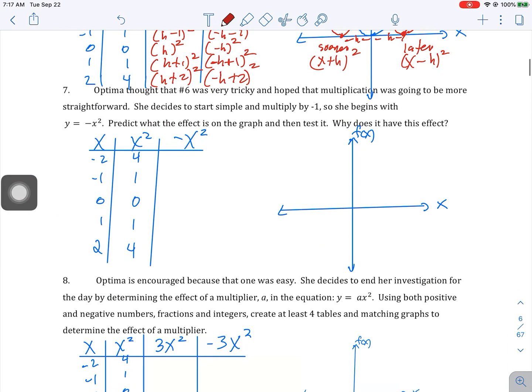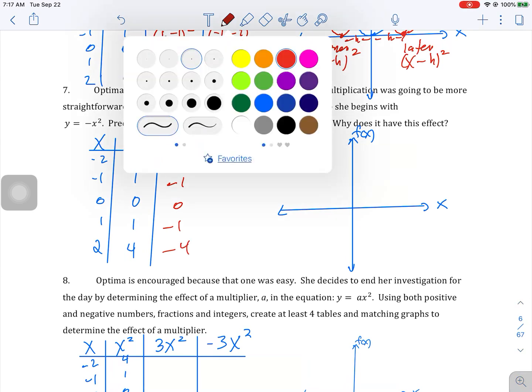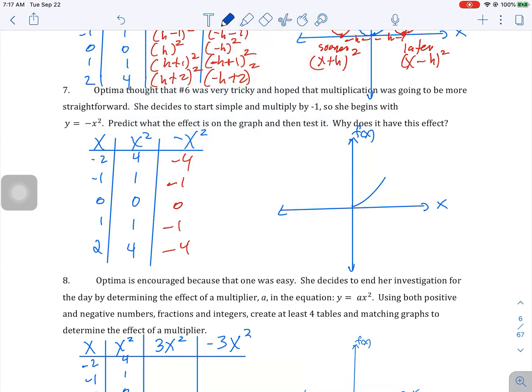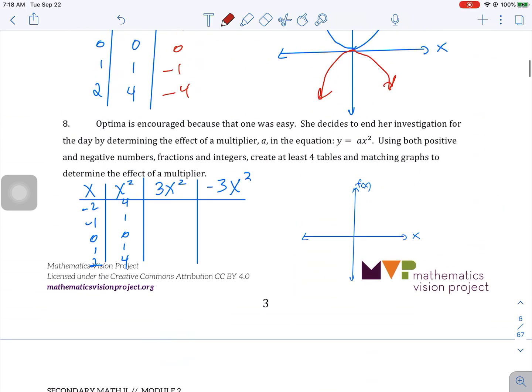What about the next one? This is when you change the sign, so you've got negative 4, negative 1, 0, negative 1, negative 4. You start out with the typical parent function, and if you reverse it, you're going to see it's going to point downward instead of upward. So this is a reflection in terms of the transformation that we're doing.